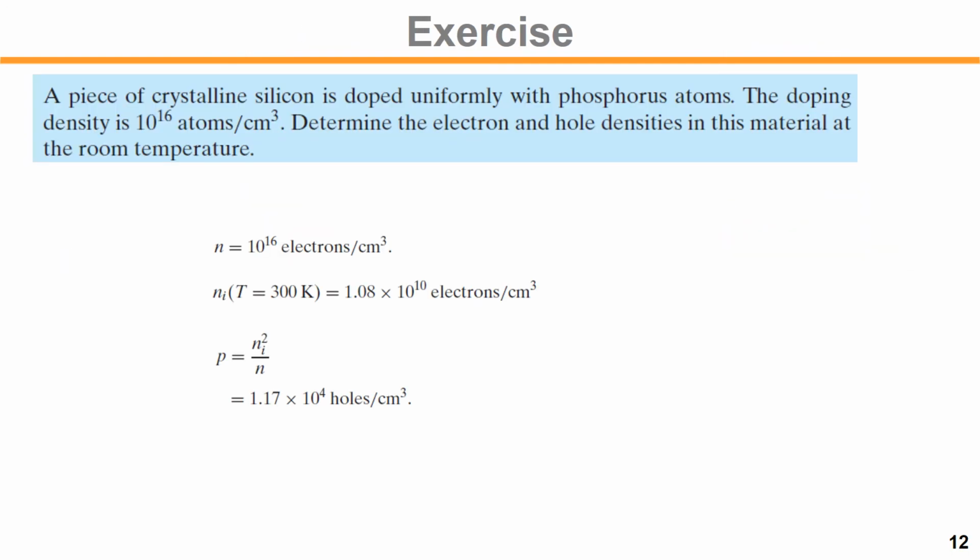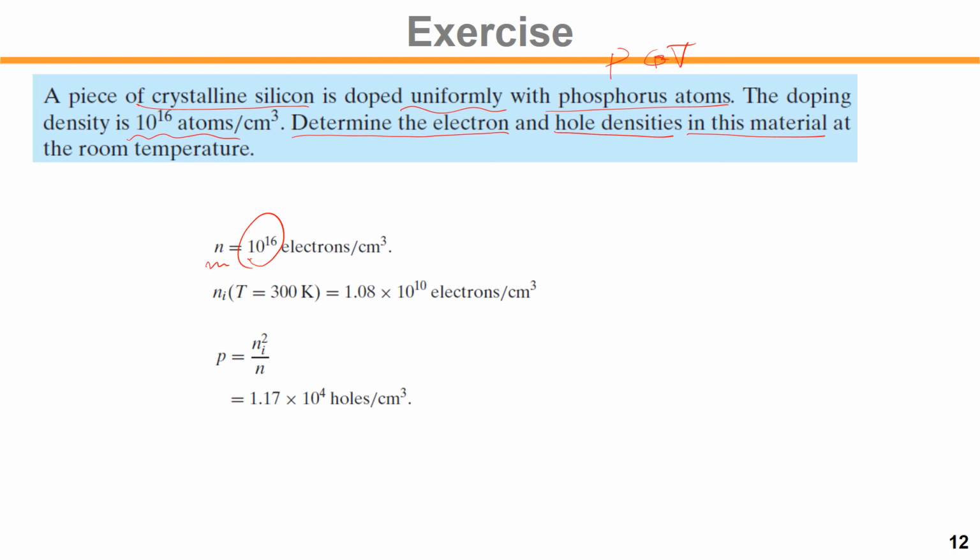Okay, this is a simple exercise. Let's read the question. A piece of crystalline silicon is doped uniformly with phosphorus atoms. Phosphorus is from the group 5 material. The doping density is 10 to the power of 16 atoms per cubic centimeter. Determine the electron and hole density in this material. Because the doping density is 10 to the power of 16, we know that the electron density is the same, 10 to the power of 16 electrons per cubic centimeter.